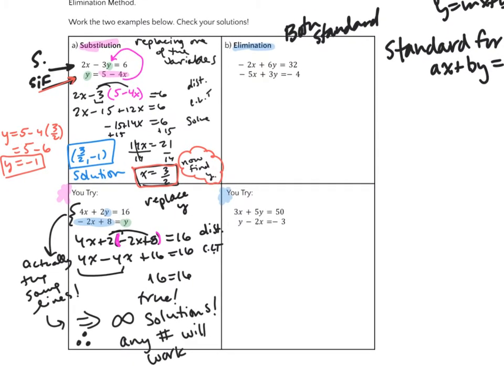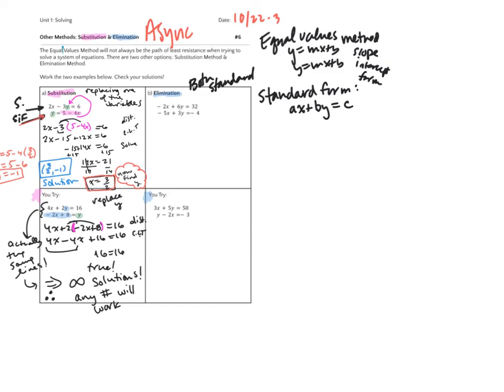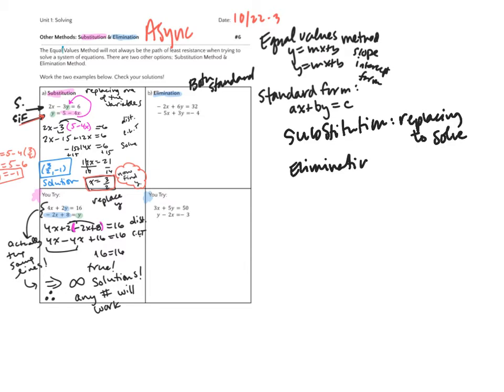Okay, elimination is different. So for substitution, maybe I'll write that over here. For substitution, you're replacing to solve. For elimination, you can imagine, hopefully, that you are eliminating to solve. The other thing is that you've technically done this before. This is how we solve a lot of problems without knowing that it's algebra.